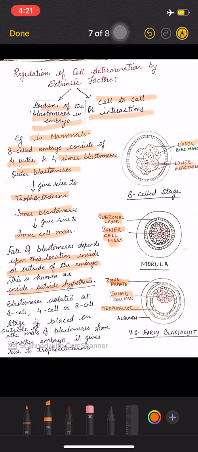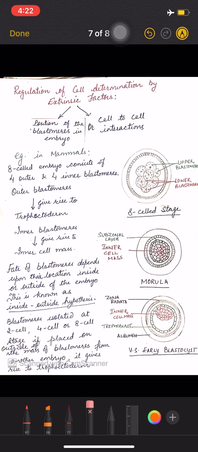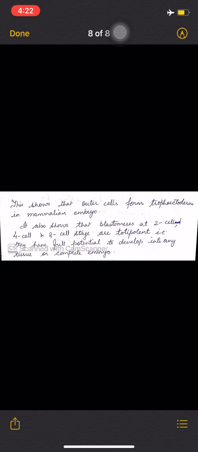If we separate the blastomeres at 2-cell stage, 4-cell stage or 8-cell stage, and these blastomeres, when separated from the other blastomeres, are placed on the outside of the mass of blastomeres from another embryo, we took another embryo, took the inner mass of blastomeres from it, and on top of it we placed blastomeres derived from the 4-cell stage, 2-cell stage and 8-cell stage. So when we placed them on the outer side of the inner mass of blastomeres, it gave rise to trophoectoderm, right? So the cells which lie on the outer side of the embryo form the trophoectoderm in the mammalian embryo.